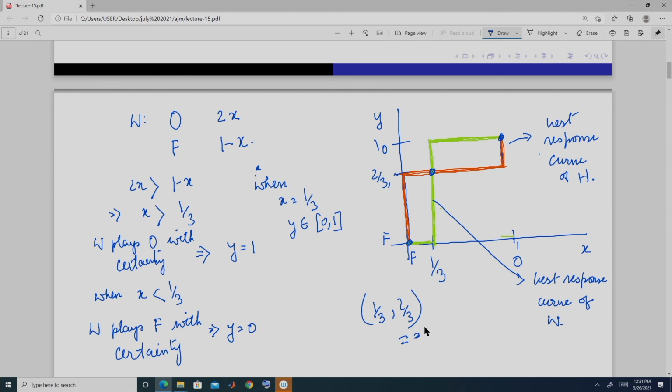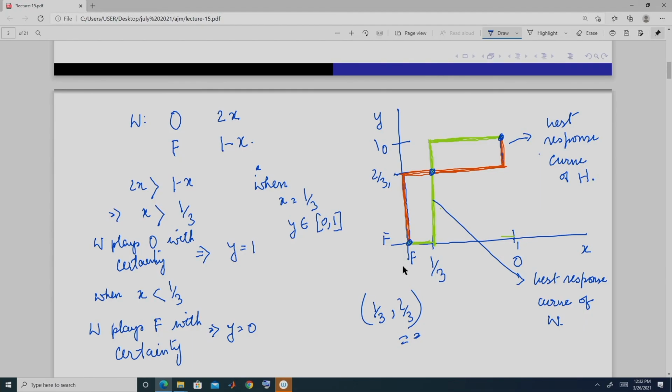So, that means when x takes the value 1/3, player 2 is indifferent between playing O and F. So, it is attaching some probability. Okay? And when player 2 is playing attaching probability to this, then player 1 is going to attach some probability to F and O. And what is that probability? Out of all these probabilities, it is going to attach only this. Okay? When player 2 is doing this.